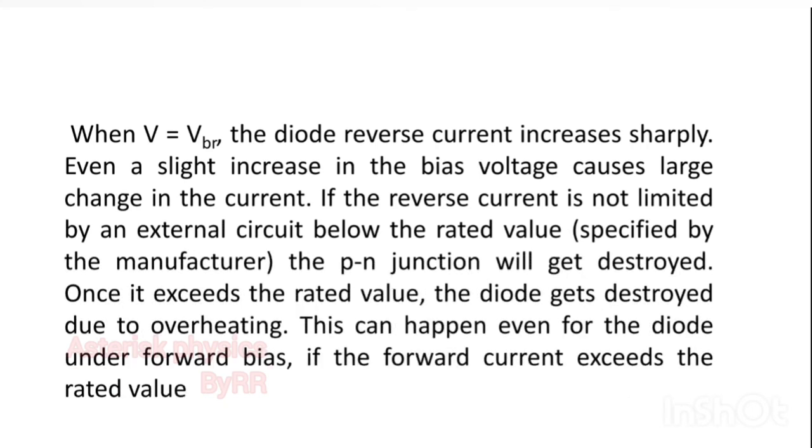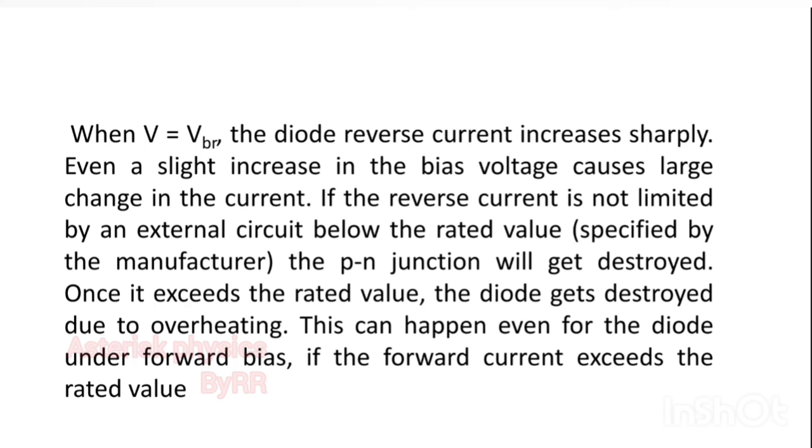When the reverse voltage is equal to VBR, what happens? The diode reverse current increases sharply. We can see that the reverse current increases very rapidly. Even a slight increase in the bias voltage causes a large change in the current.